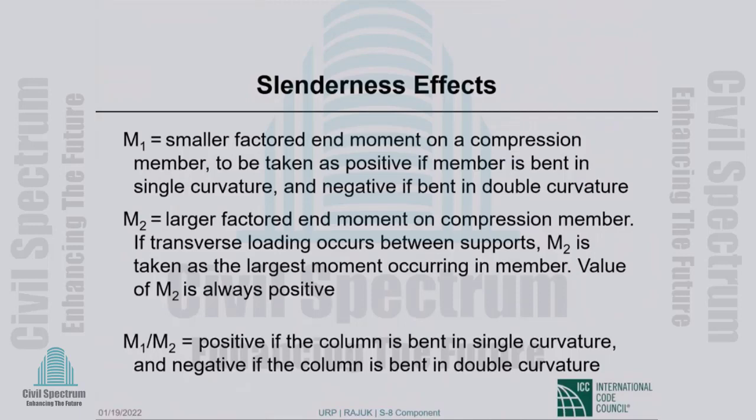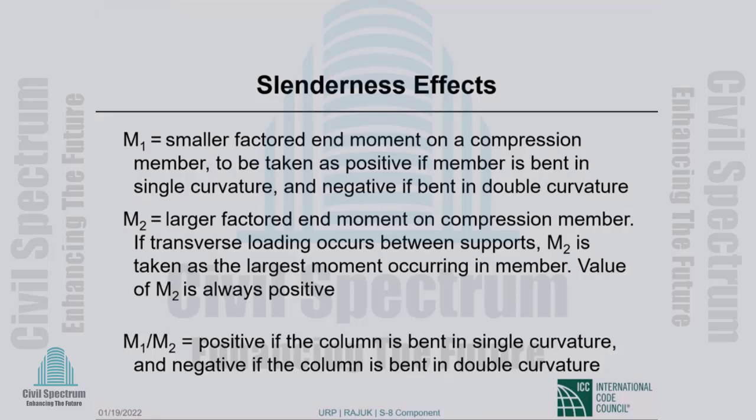M sub 1 is the smaller factored end moment. There are two ends, two moments acting. The smaller one is M sub 1. Okay, it's not top or bottom, this or that. The smaller moment is M sub 1. Smaller factored end moment on a compression member to be taken as positive if member is bent in single curvature. And M sub 1 will be taken as negative if the column bends in double curvature. Okay, so quite a bit is said there, and it is the smaller of the two end moments.